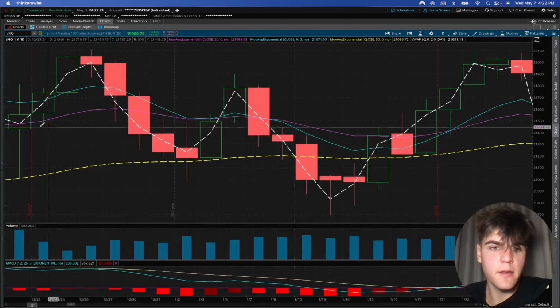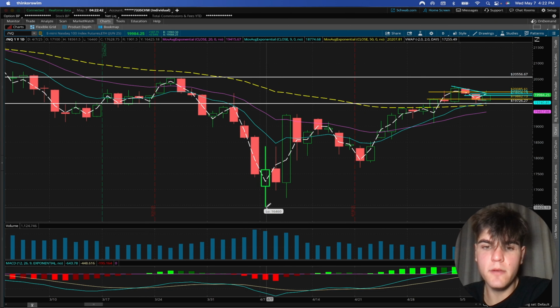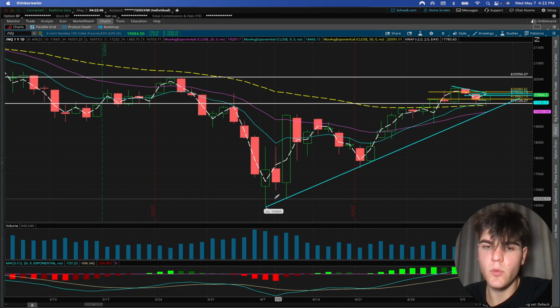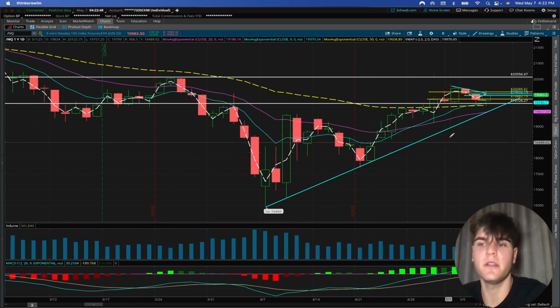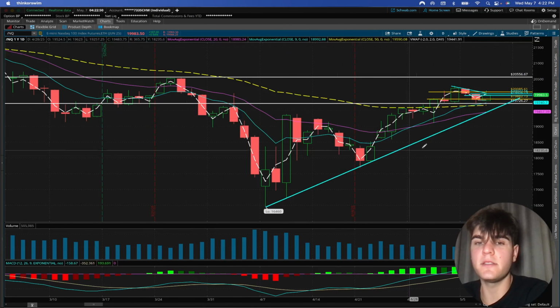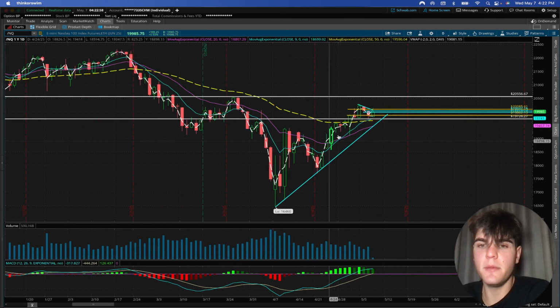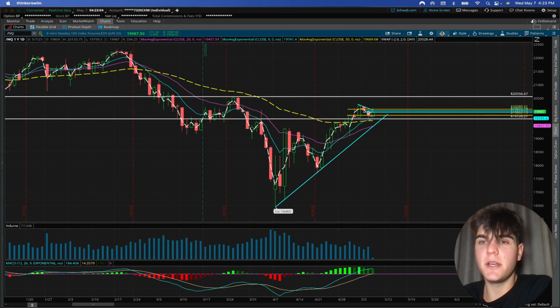Let's go back to the daily. As you can see, on the daily we've been in an uptrend, with 1, 2, 3, 4 touches. We've been in a constant uptrend. So we kind of have conflicting signals here. We've been in an uptrend, but we're in a shorter time frame downtrend. But that's where my strategy comes into play.